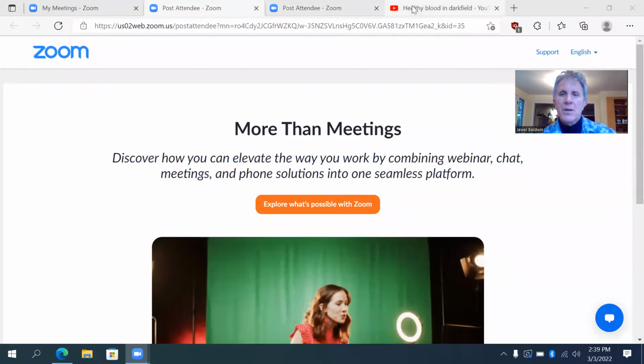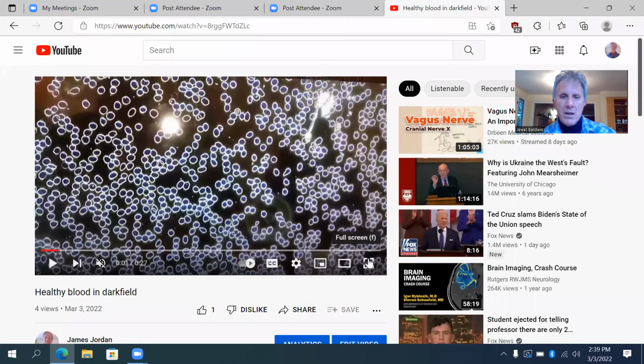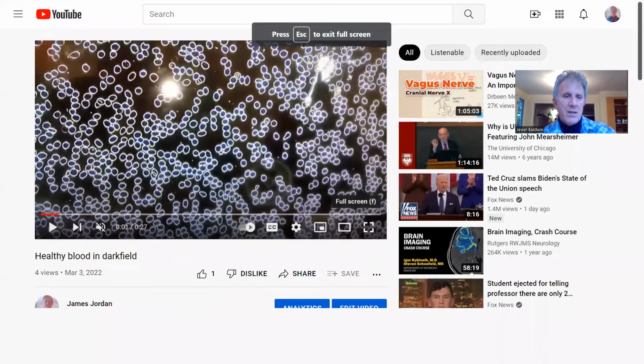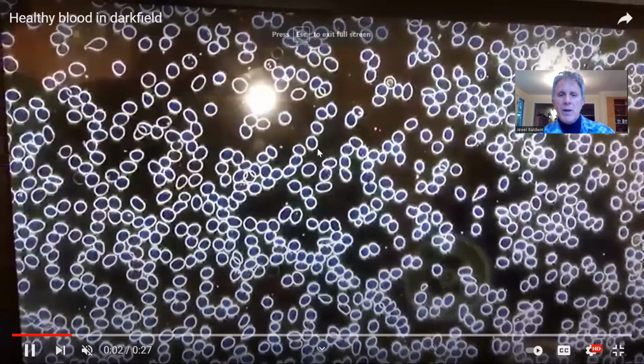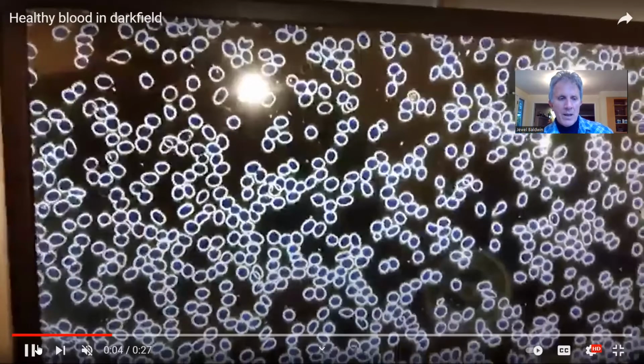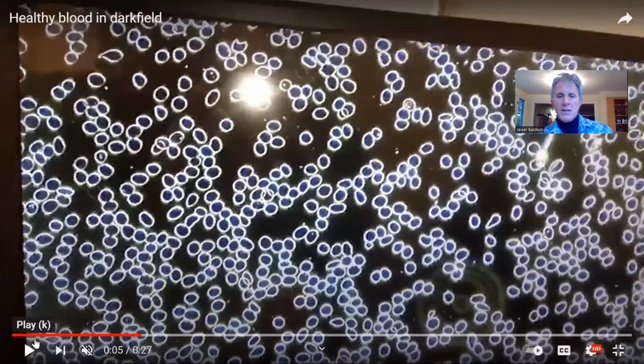This is a video of blood. This is in dark field. You can see these are red blood cells, actually. I'm going to pause it here. This is a video I did of blood. So here the background, there's no clots in the blood. There's no inflammatory factors in the blood. I'll show you a picture later of something that has it.